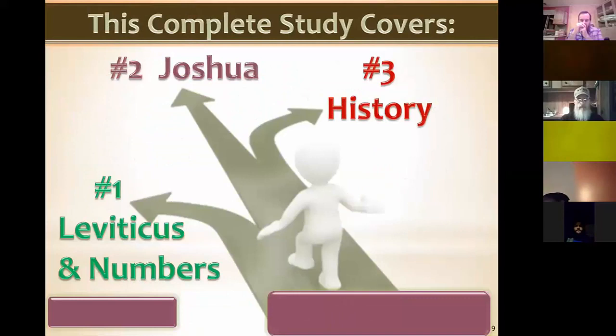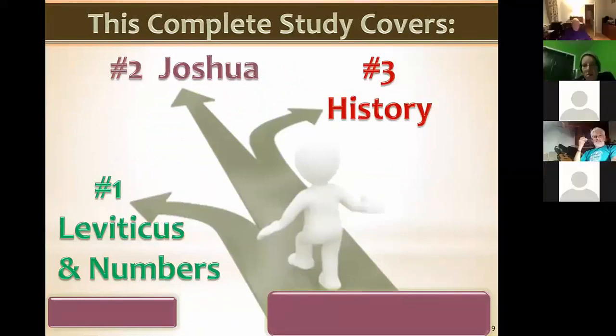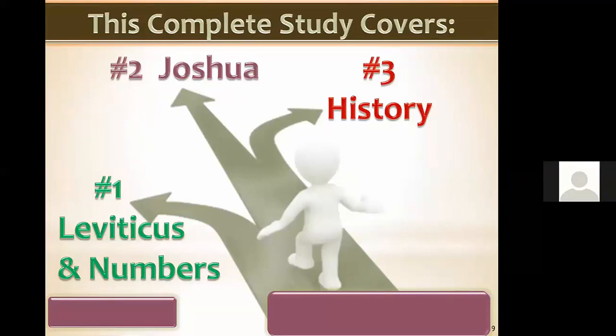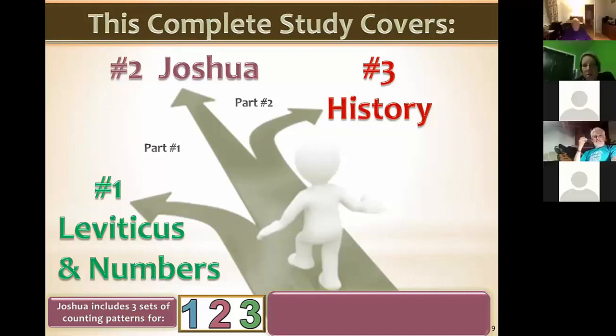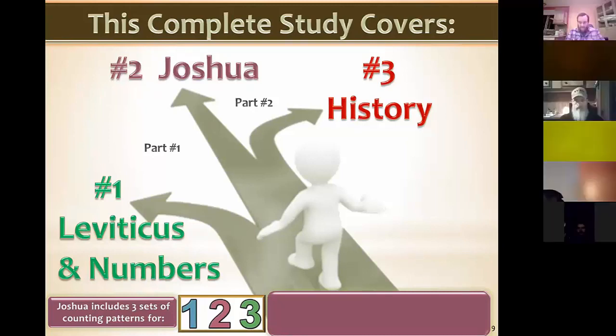So this study tonight is going to be addressing Leviticus and the book of Numbers. And we're also going to take a look at Joshua. And between this point number 1 and point number 2, that is part 1 of this study. And then in the next part, we will do part of Joshua, and we will add in the history to see part 2 of the study. And the history is very, very important. This complete study is going to cover Leviticus and Numbers in the first option there, and in number 2, Joshua. We're going to put these 2 together for part 1 tonight. And then in part 2, we're going to put Joshua together with the history.